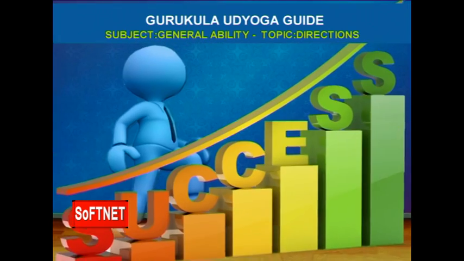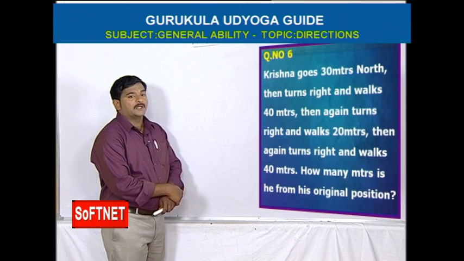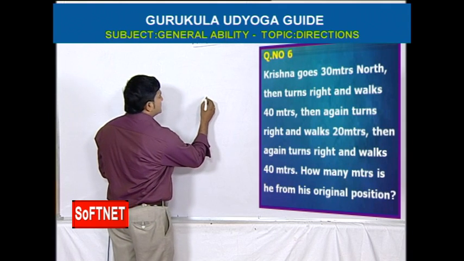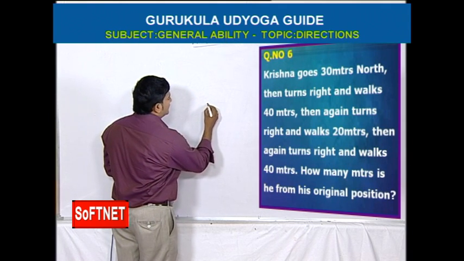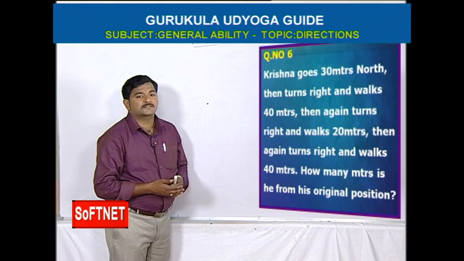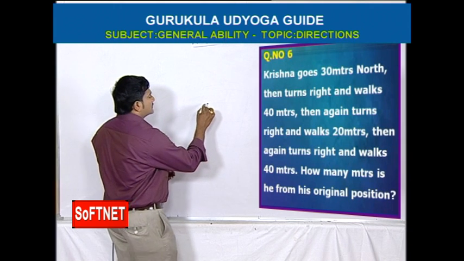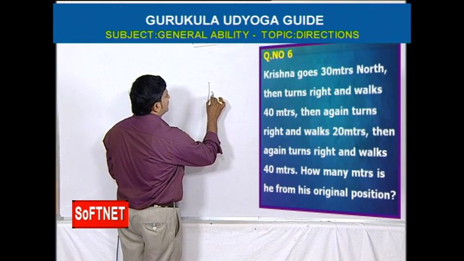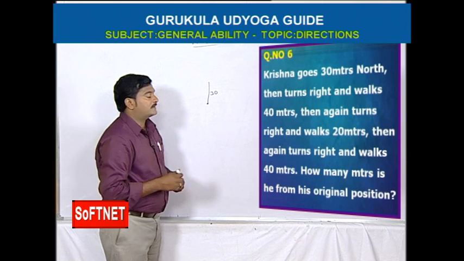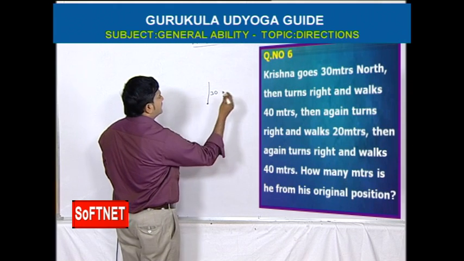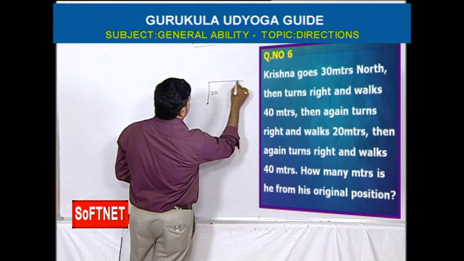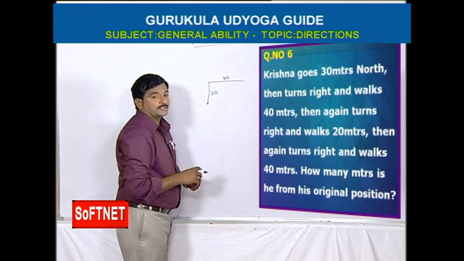Now we'll take one more question. It is as follows. It is about Krishna. What happened? Krishna goes 30 meters north. So let's say somewhere take a starting point. Krishna goes how many meters? 30 meters north. There is no issue with this. Next what happened? Then turns right and walks 40 meters. So here he is walking in that way. Turns right and walks how many meters? 40 meters. There is no issue with that.